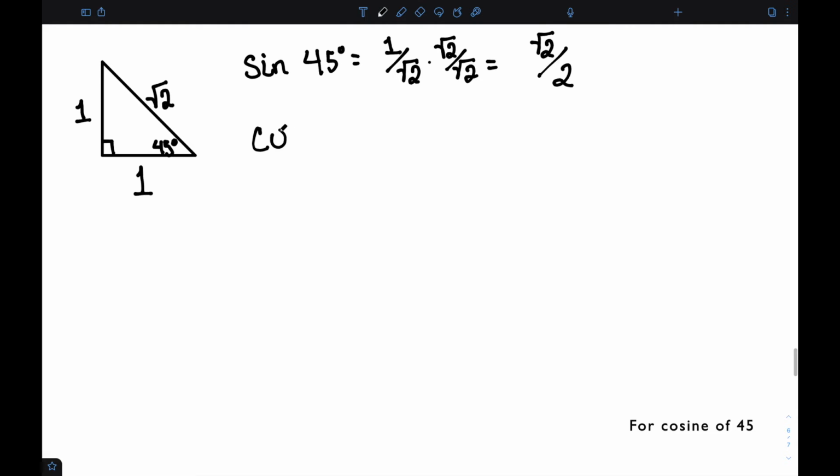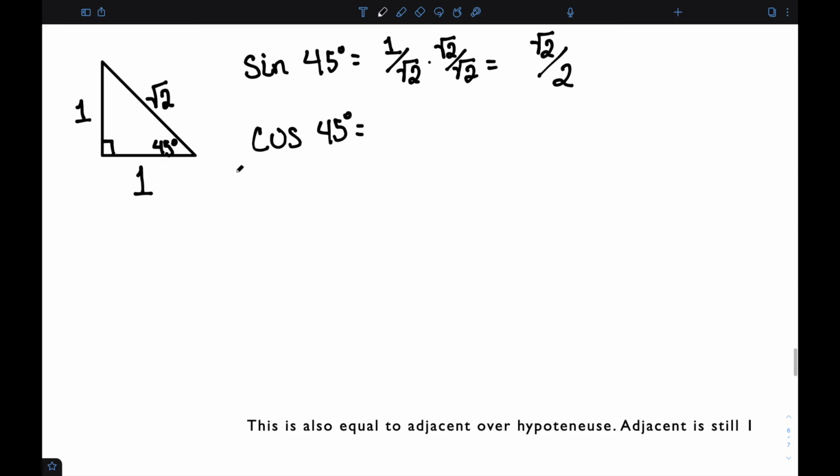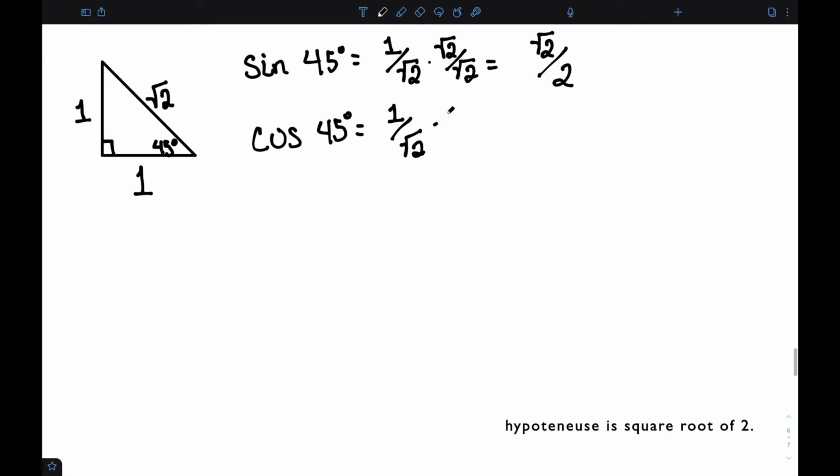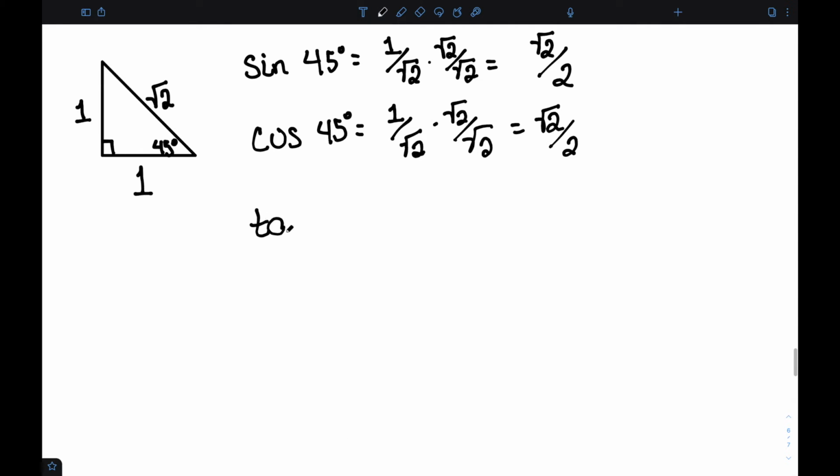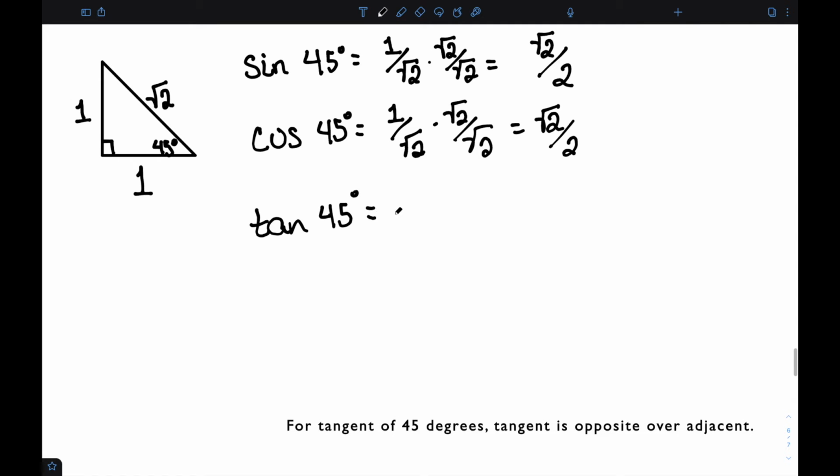For cosine of 45, this is also equal to adjacent over hypotenuse. Adjacent is still 1. Hypotenuse is square root of 2. So just like sine, the cosine of 45 degrees is square root of 2 over 2. For tangent of 45 degrees, tangent is opposite over adjacent. The opposite is 1 and the adjacent is 1, so tangent is just 1.